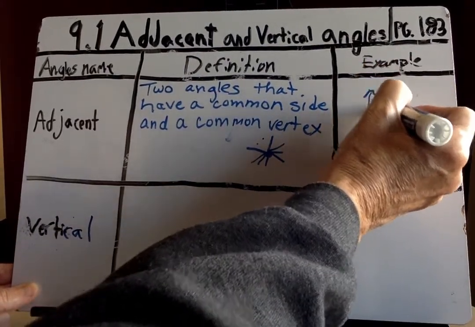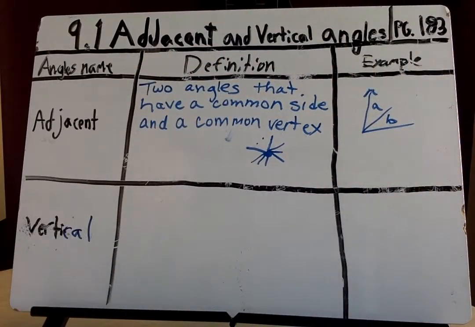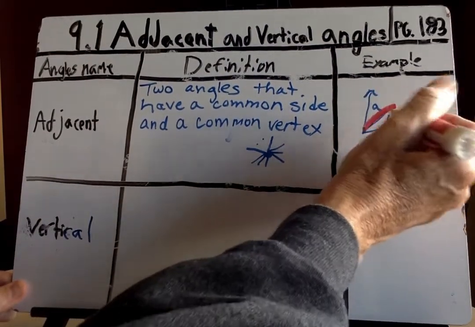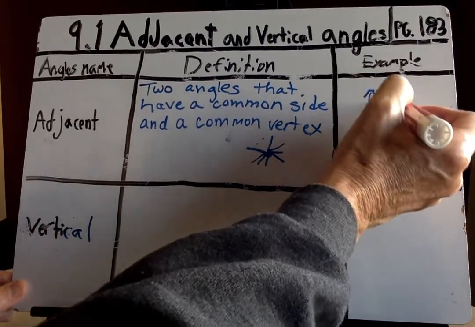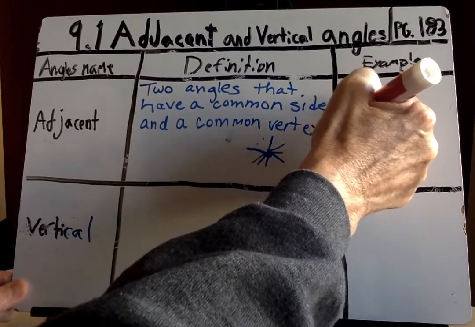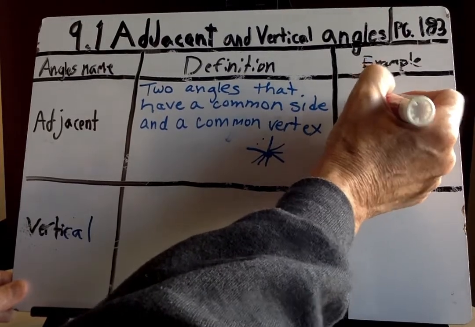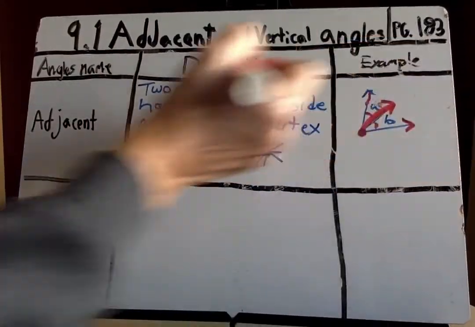This is angle A, this is angle B. And see, they share this one side right here. And then they have a common vertex right here. So that's angle A. Actually, you usually put it like that. Angle A, and that's angle A and angle B. Okay? And these technically should have arrows too.